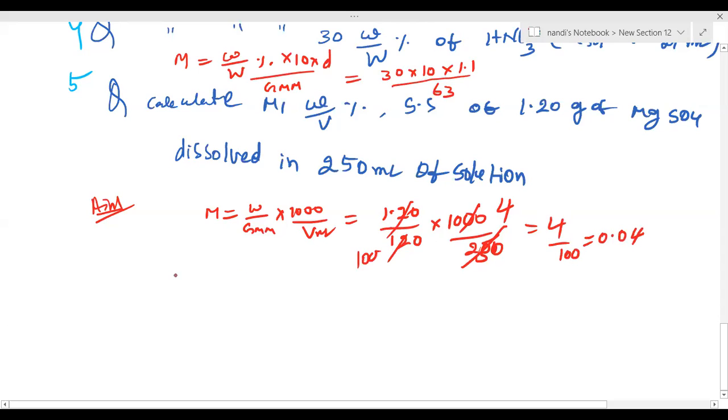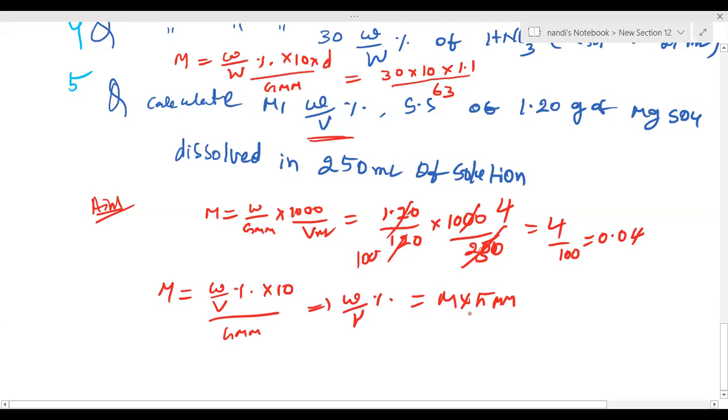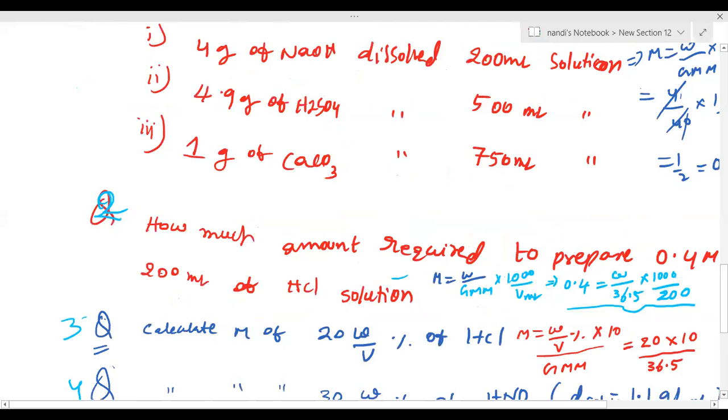Now suppose you need to calculate W by V percent. Already you know the formula. Molarity equal to W by V percent into 10 by gram molecular mass. So W by V percent equal to M into gram molecular mass by 10. So W by V percent equals 0.04 into 120 by 10. Next, strength of solution.